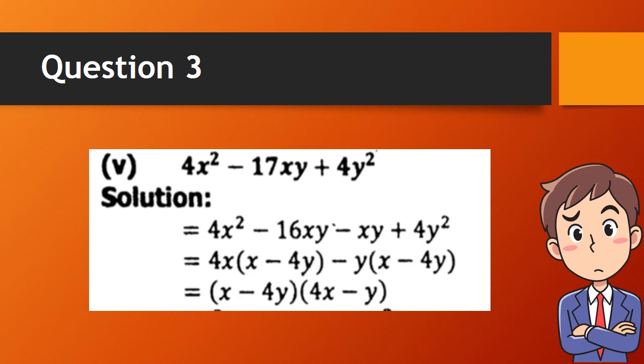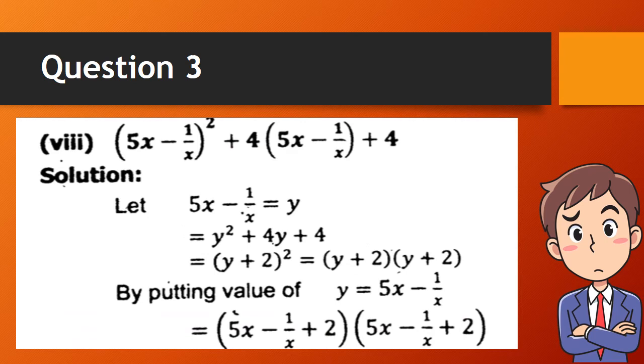So 4x is taken as common, x minus 4y will be left, and from the last two terms you have taken minus y common, you have x minus 4y. Now x minus 4y is written as common, you will be left with 4x minus y.